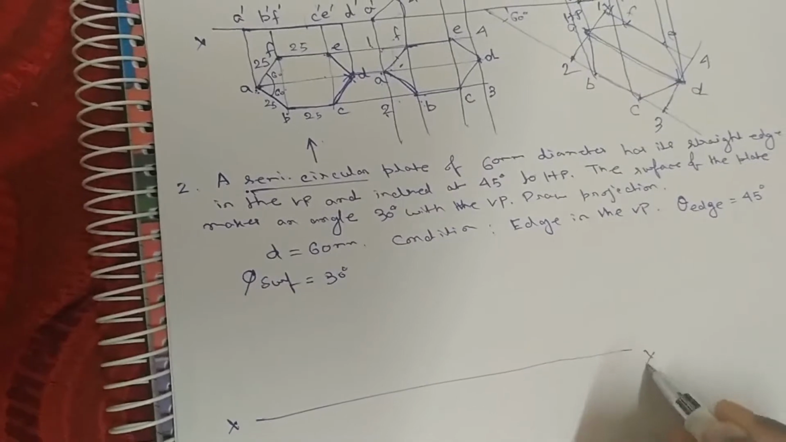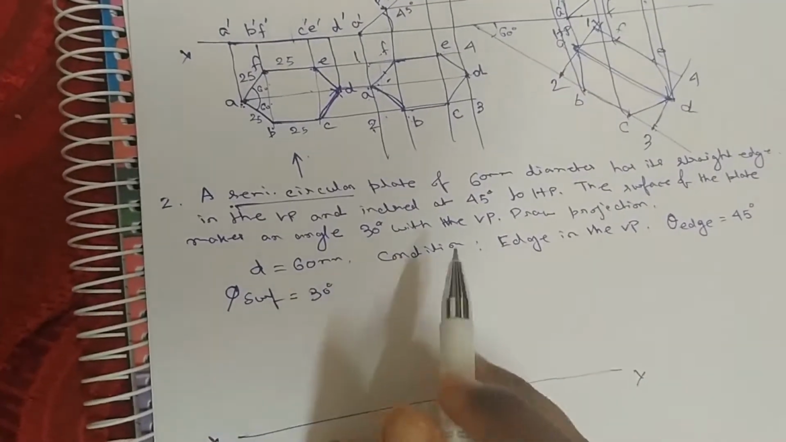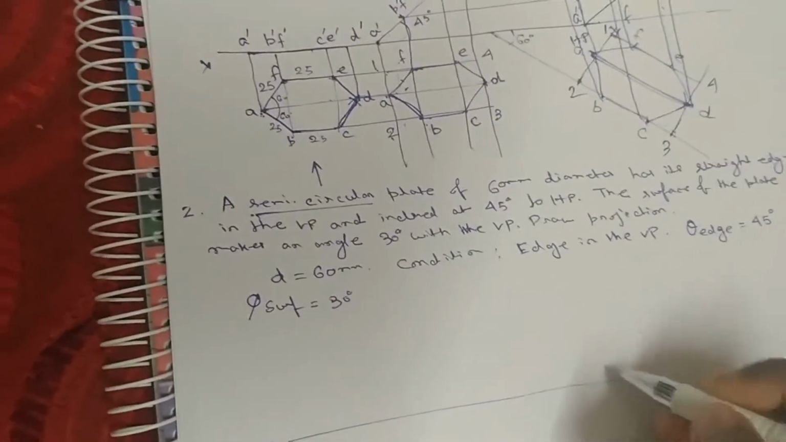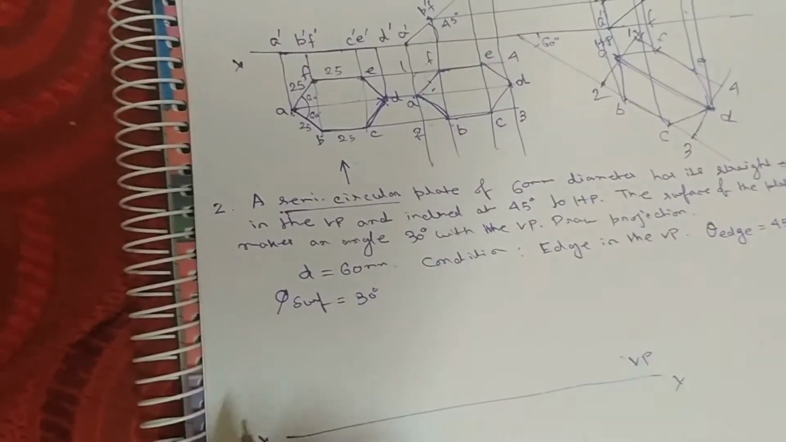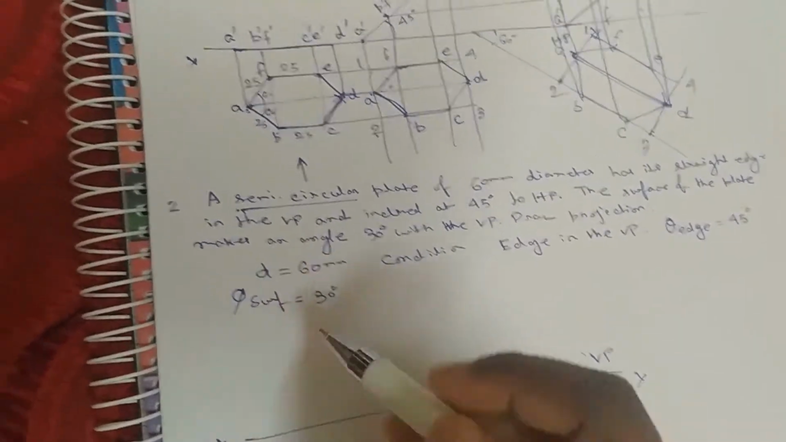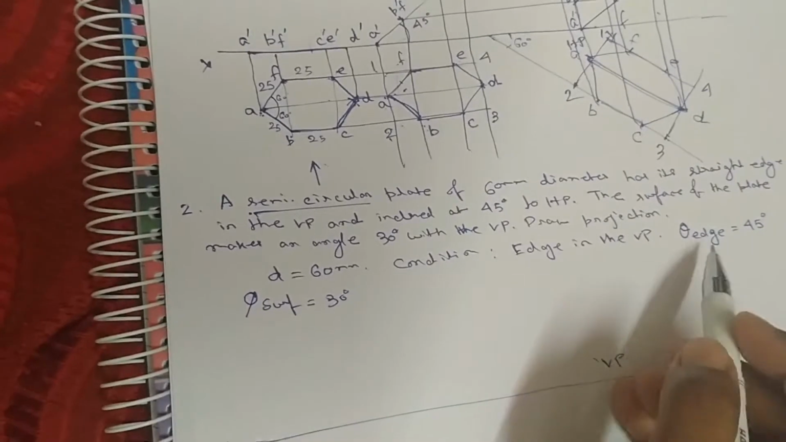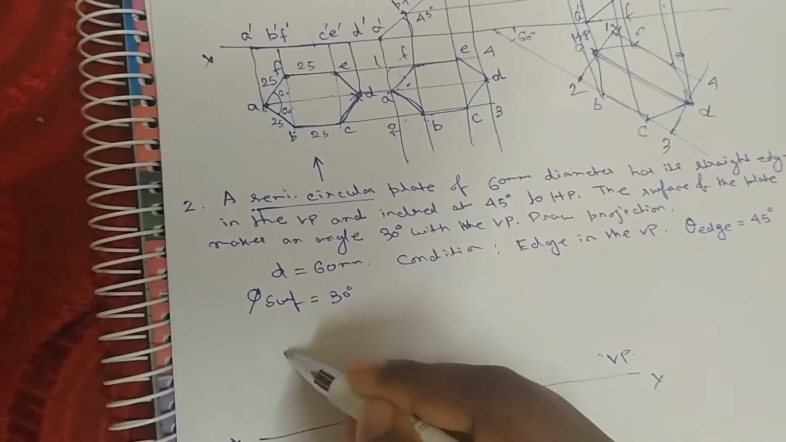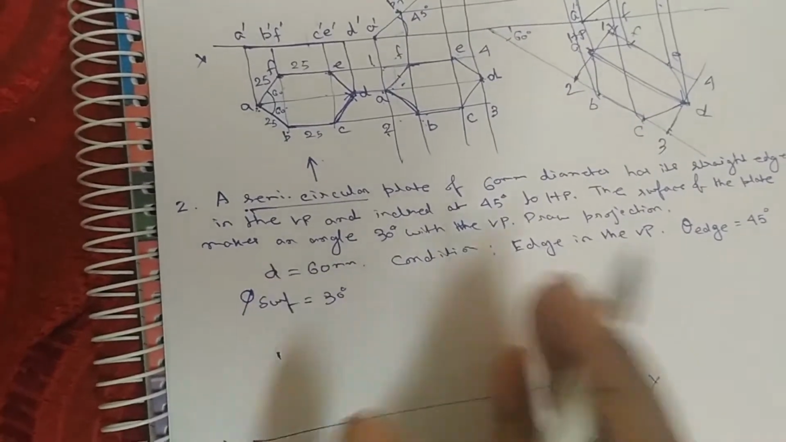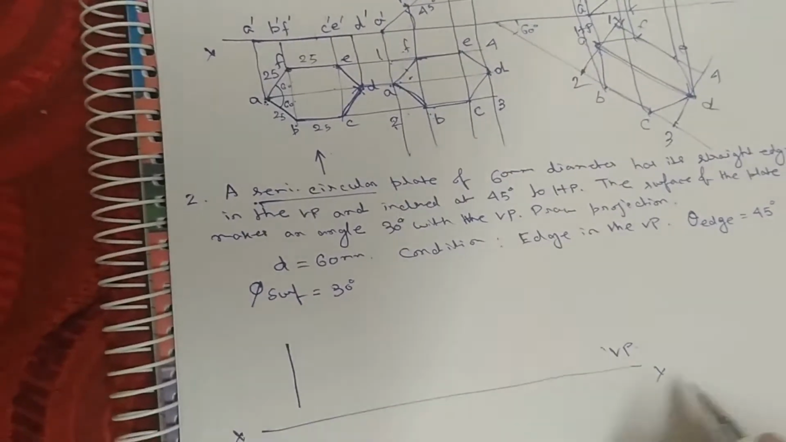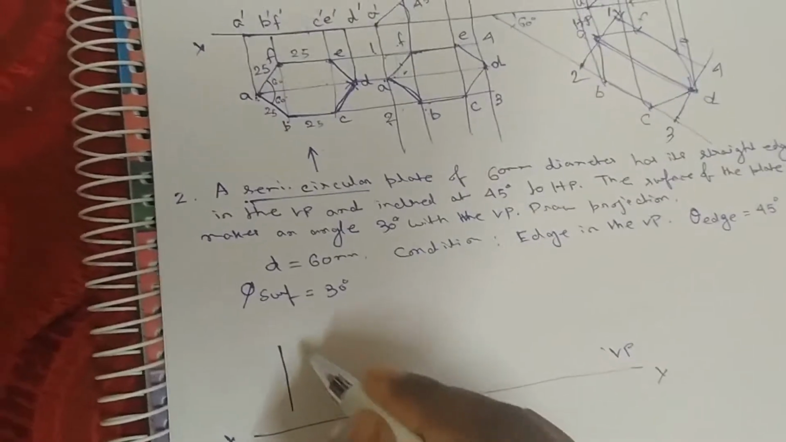This is your XY line. The semicircular plate will be resting on VP plane, and its one edge is in the VP. So edge will be inclined. So we are going to make it like that so that it can get inclination at its third step. So we are going to make it 90 degree with respect to XY plane.